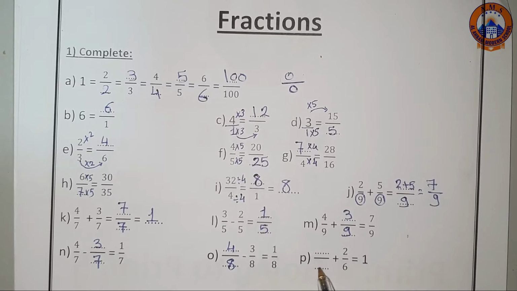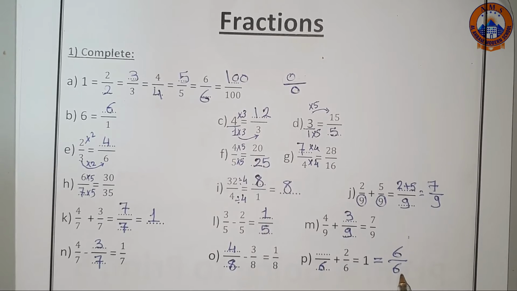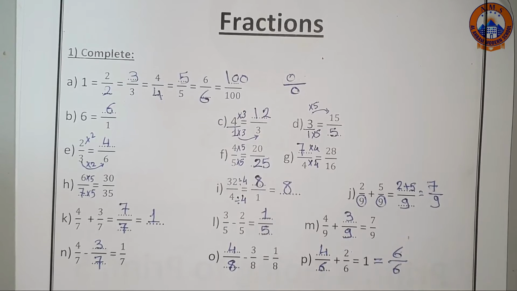Here we have a denominator 6. So I'm gonna make this with denominator 6 and transform this one into 6 over 6. So all the denominators become 6. Now, what plus 2 equals 6? It's 4 plus 2 equals 6.